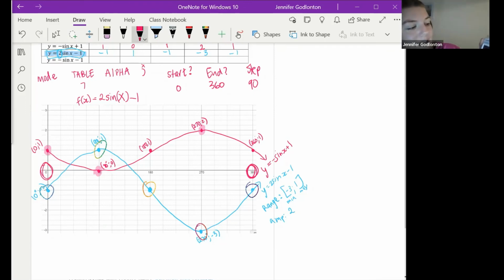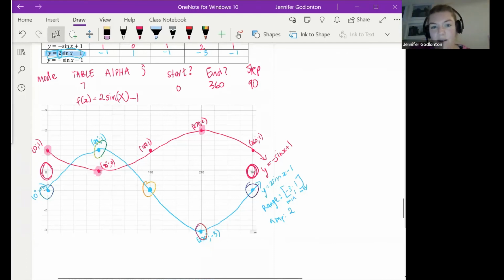It's saying when x is 0, y is -1. When x is 90, y is 1. When x is 180, y is -1. When x is 270, y is -3. You just use your down arrow as you move through the table, and it will give you all the same values as we have written in our table in blue. It just makes your life a little bit quicker and easier.